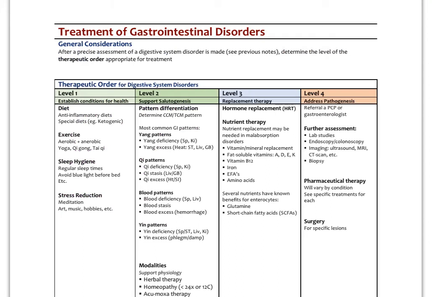Okay, so that was a bit about assessment of GI disorders, and we'll look at how that applies to specific GI conditions. But let me just say a few things about treatment of GI disorders, and this is really where we're going to think about using the so-called therapeutic order again.